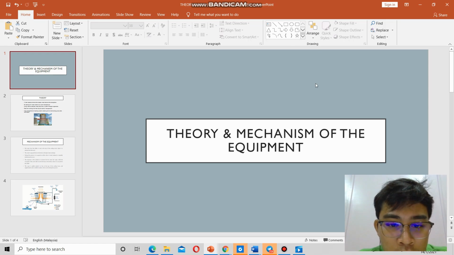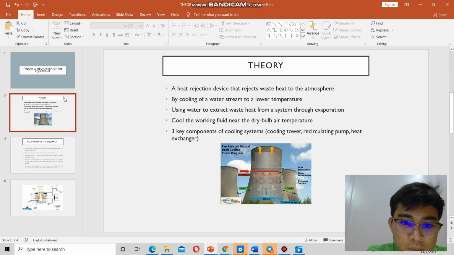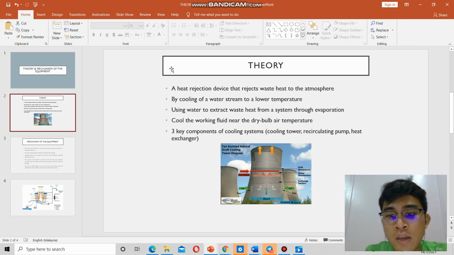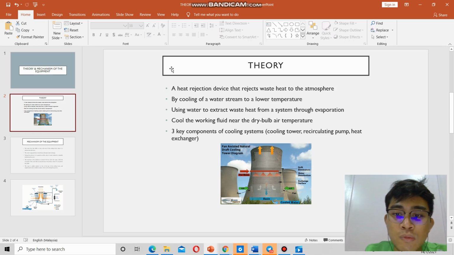In other words, a cooling tower cools down water that gets overheated by industrial equipment and processes. As I explained before, the cooling tower is a heat rejection device that rejects waste heat to the atmosphere, which is involved in the process in industry. It is done by cooling a water stream to a lower temperature.